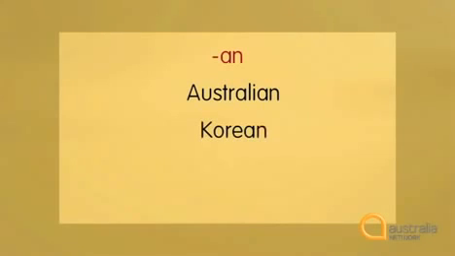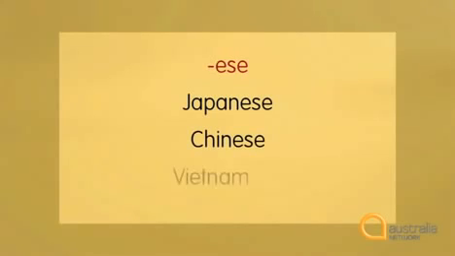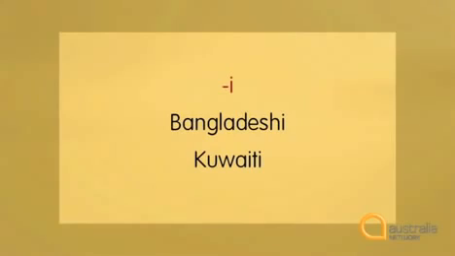We have the AN group, Australia, Australian, Korea, Korean, Malaysia, Malaysian, Fiji, Fijian. We have the ESE group, Japan, Japanese, China, Chinese, Vietnam, Vietnamese. Then there's the I group, pronounced I, Bangladesh, Bangladeshi, Kuwait, Kuwaiti.